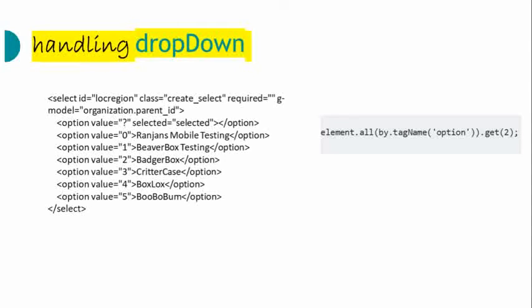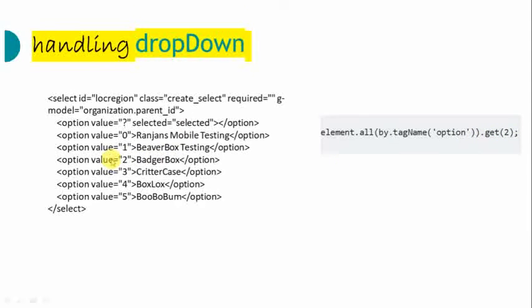Handling dropdown. This is an example code of a dropdown. You can say element.all(by.tagName('option')). It will get all the web elements which have the option tag, and then you can say .get(2).